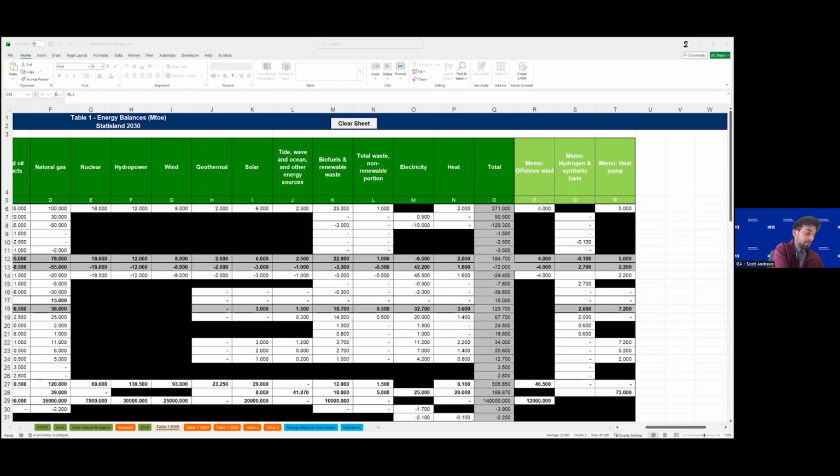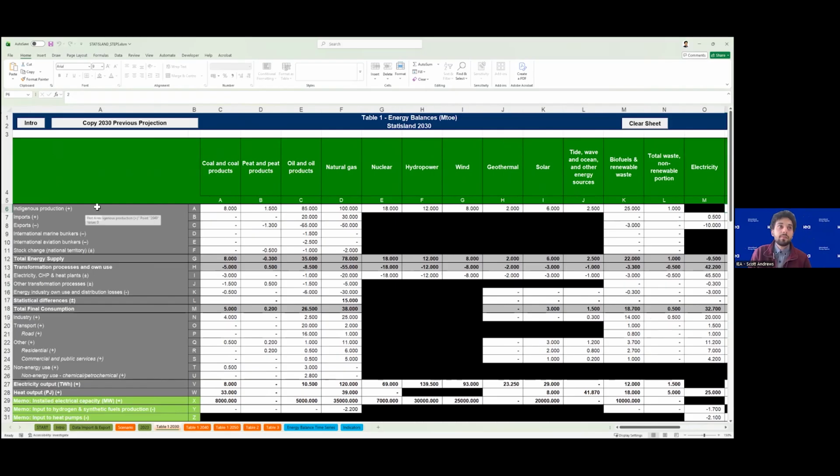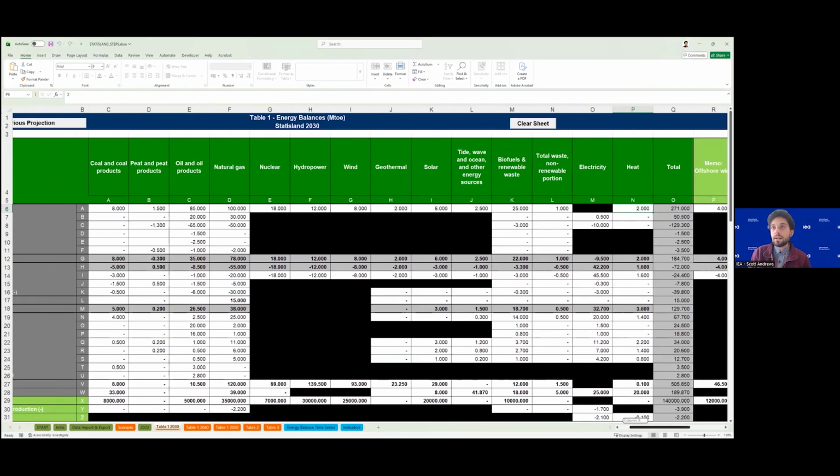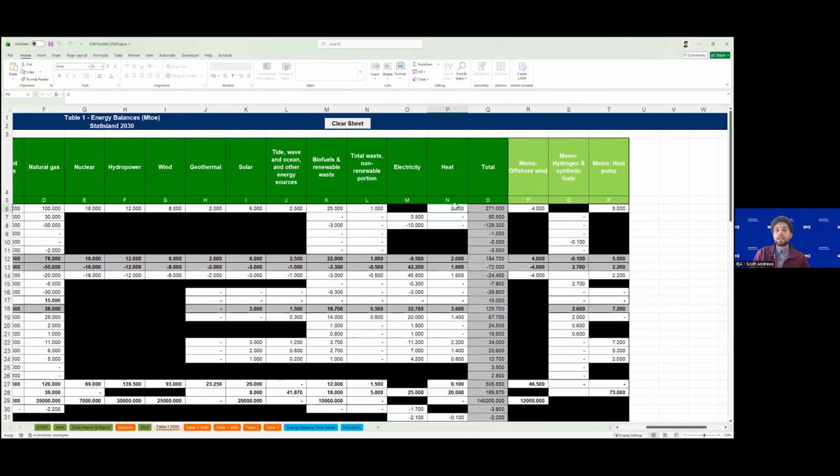So for that one, there is a picture in the compiler's guide. But first off, while I'm here, I can show you. That's going to be under indigenous production here. Under the first row, under heat, that's this cell specifically. That's where we would report the ambient heat taken into the gross output of heat pumps. And that's reported in the same cell under the memo category as well.